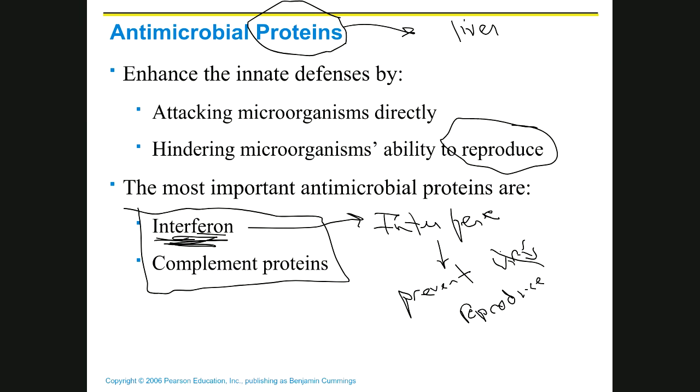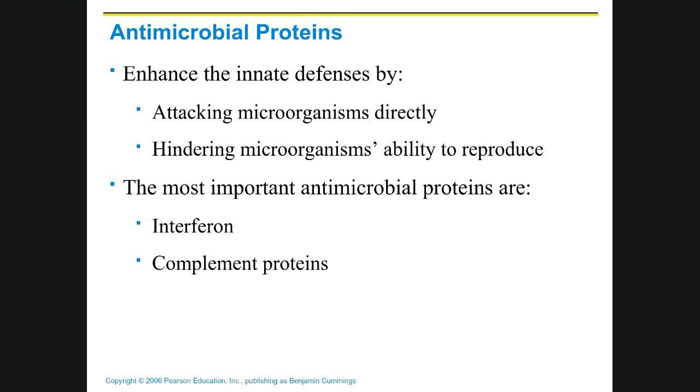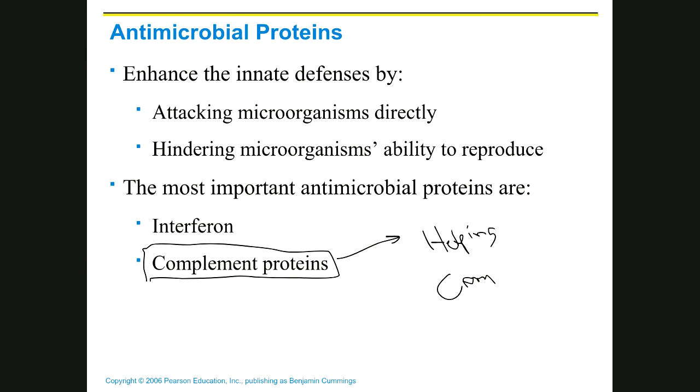The other one is called complement, and it's a strange name. It was called that because before people understood it, researchers knew that there was something helping white blood cells, helping the immunity. They didn't know what it was, they just knew it was complementing it. They were adding to it.